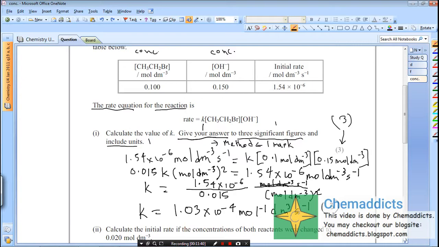Most of the students lose marks over here for not mentioning the significant figures correctly, and for not mentioning the units correctly, or they forget to mention the units altogether. So they don't achieve full marks. They get partial marks for that.